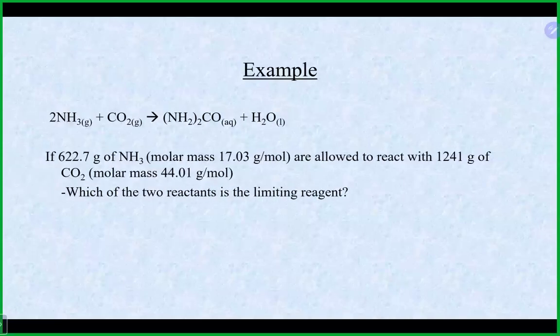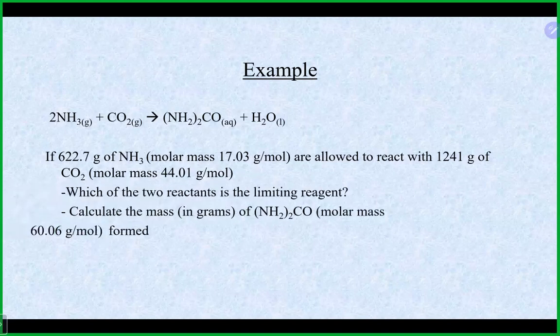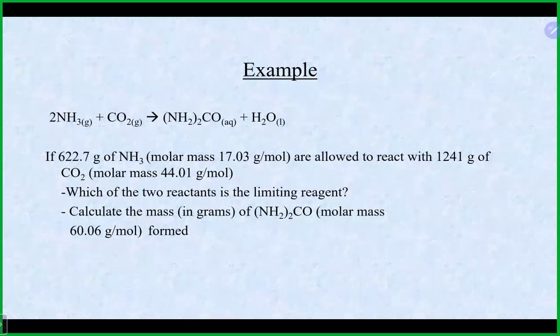Let's try another one here. If you took 622.7 grams of NH3, the molar mass given to you, 17.03 grams per mole, and reacted with 1,241 grams of CO2, how much product would you produce in this case? We'll give you the molar mass of that as well, so you don't have to calculate it. How much product would you produce there at 60.06 grams per mole, which is the molar mass? So give it a go, see what you come up with.